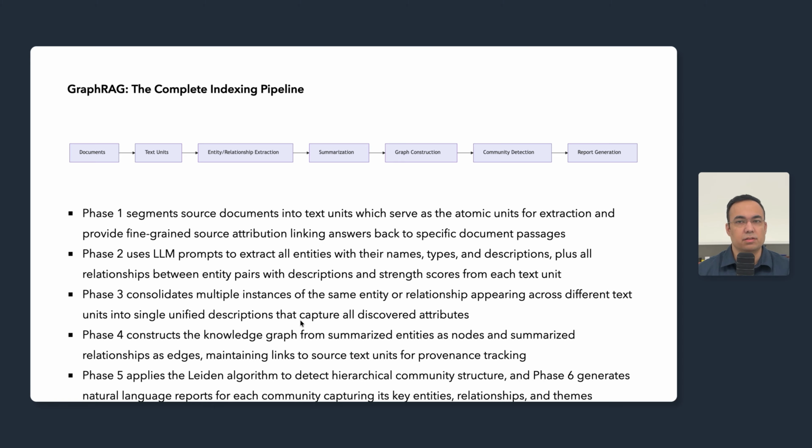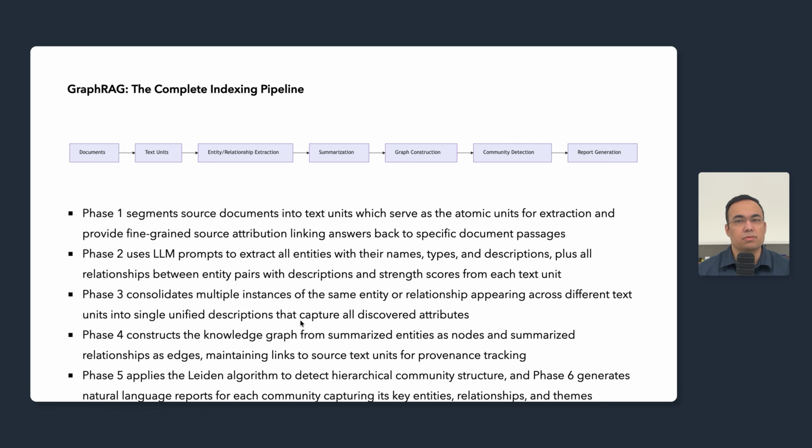Phase 3 is summarization. The same entity often appears across multiple text units with slightly different descriptions. This phase consolidates all instances of each entity into a single unified description that captures all discovered attributes. The same consolidation happens for relationships.